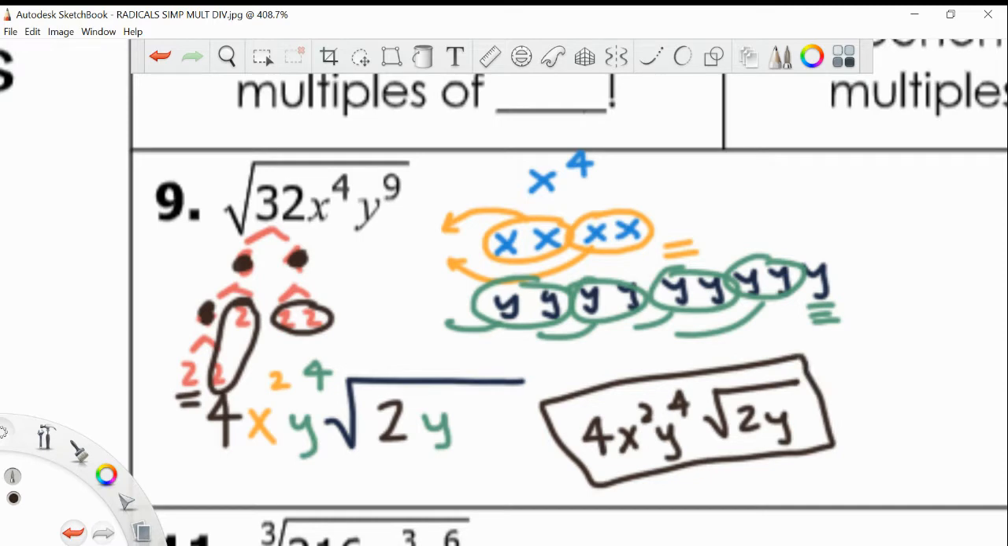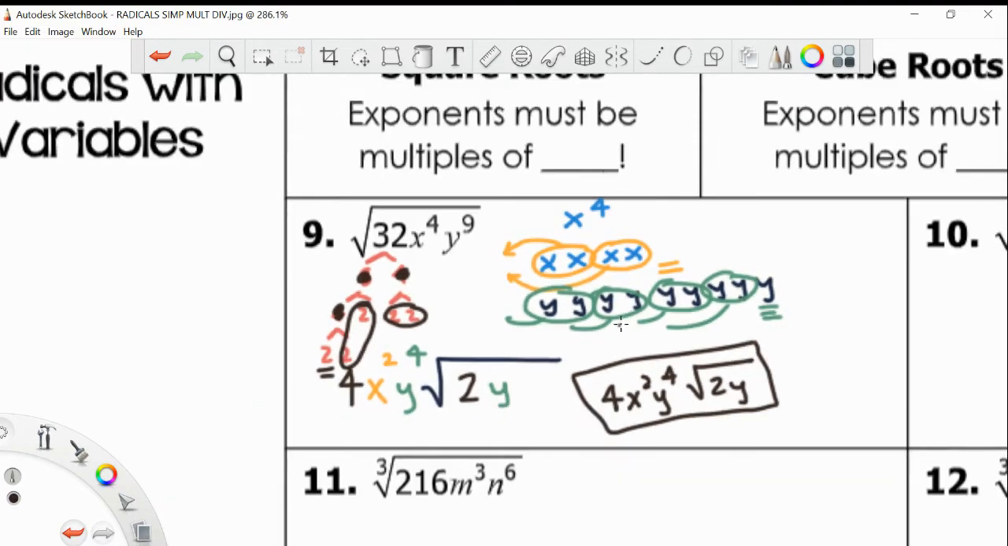But there we go. That's the answer. Really not too hard, okay? Variables do not spice it up that much in reality. Hopefully that feels pretty good.